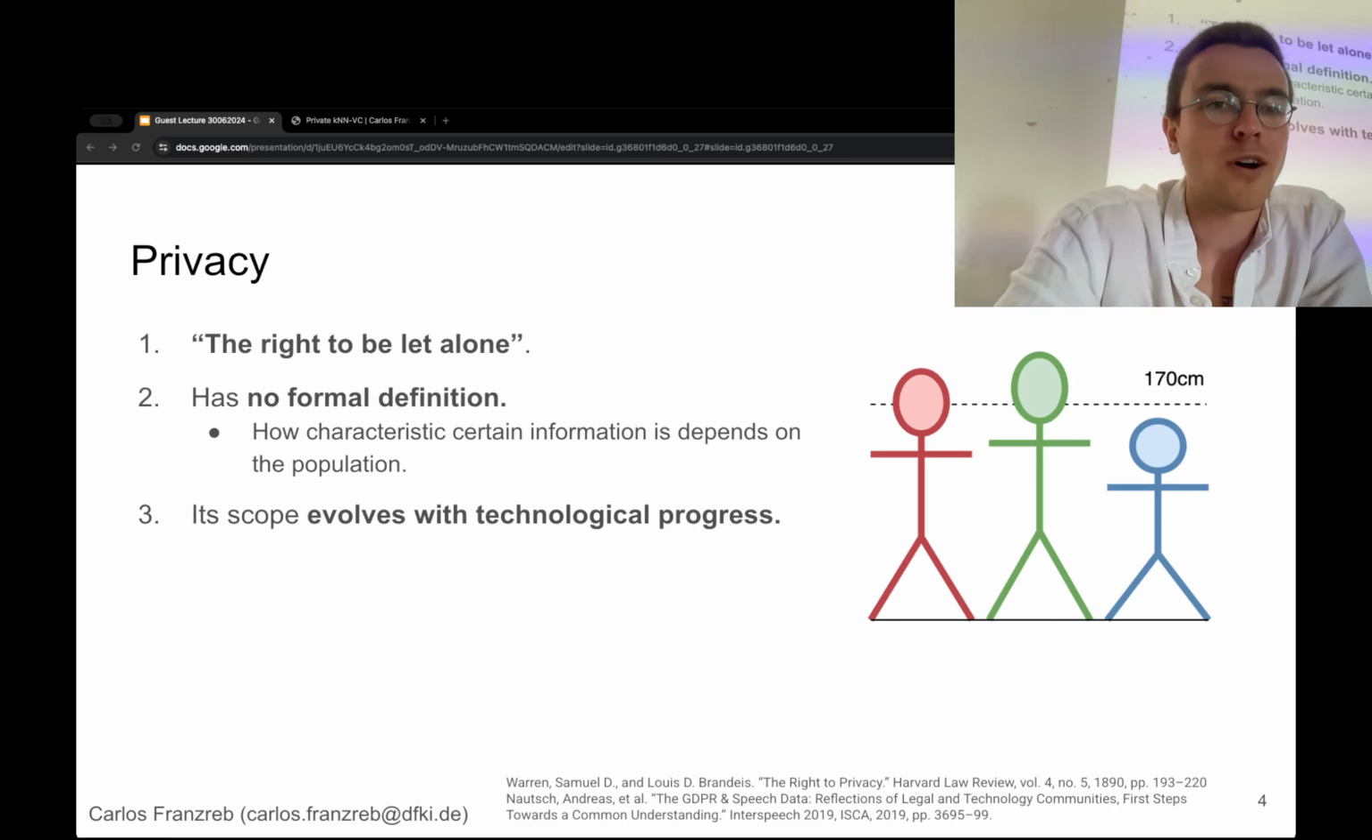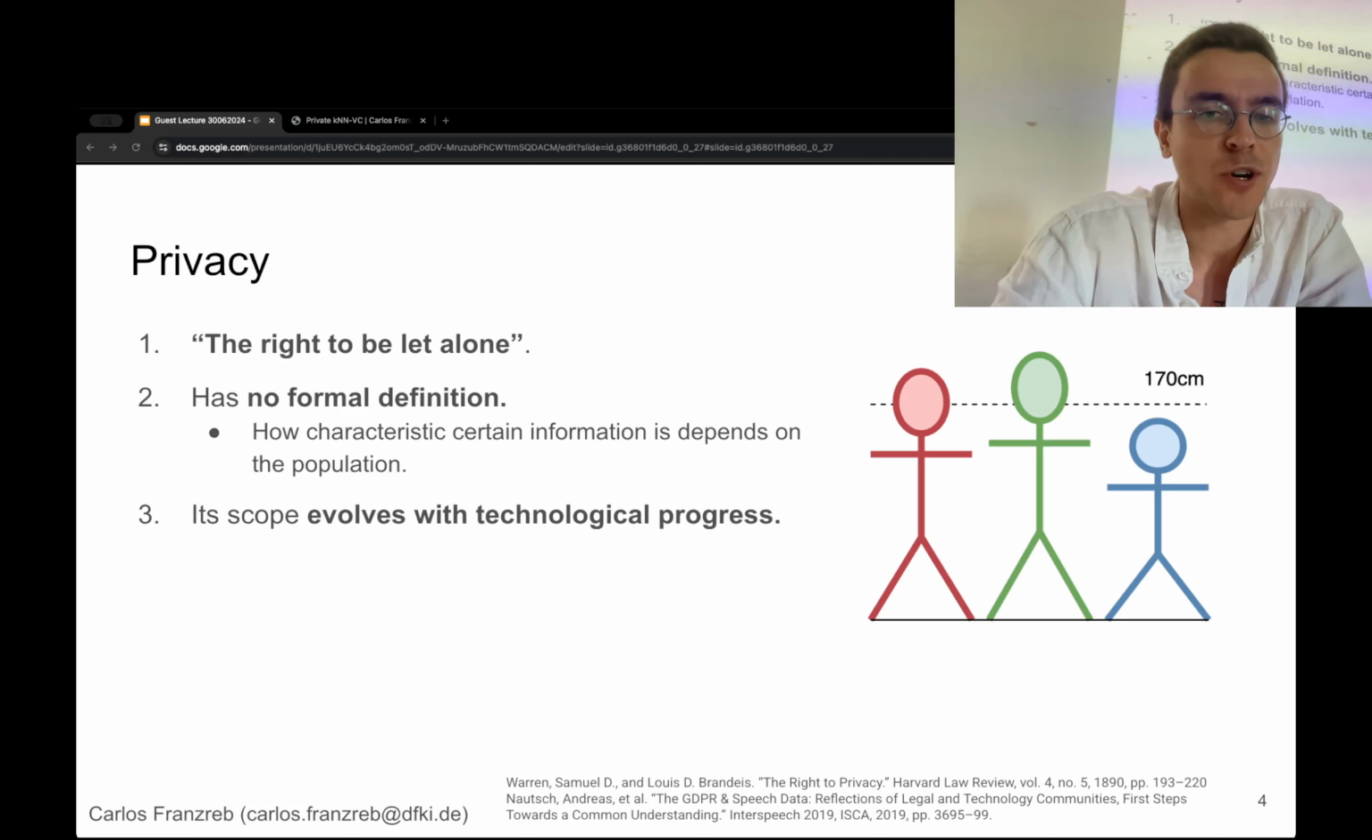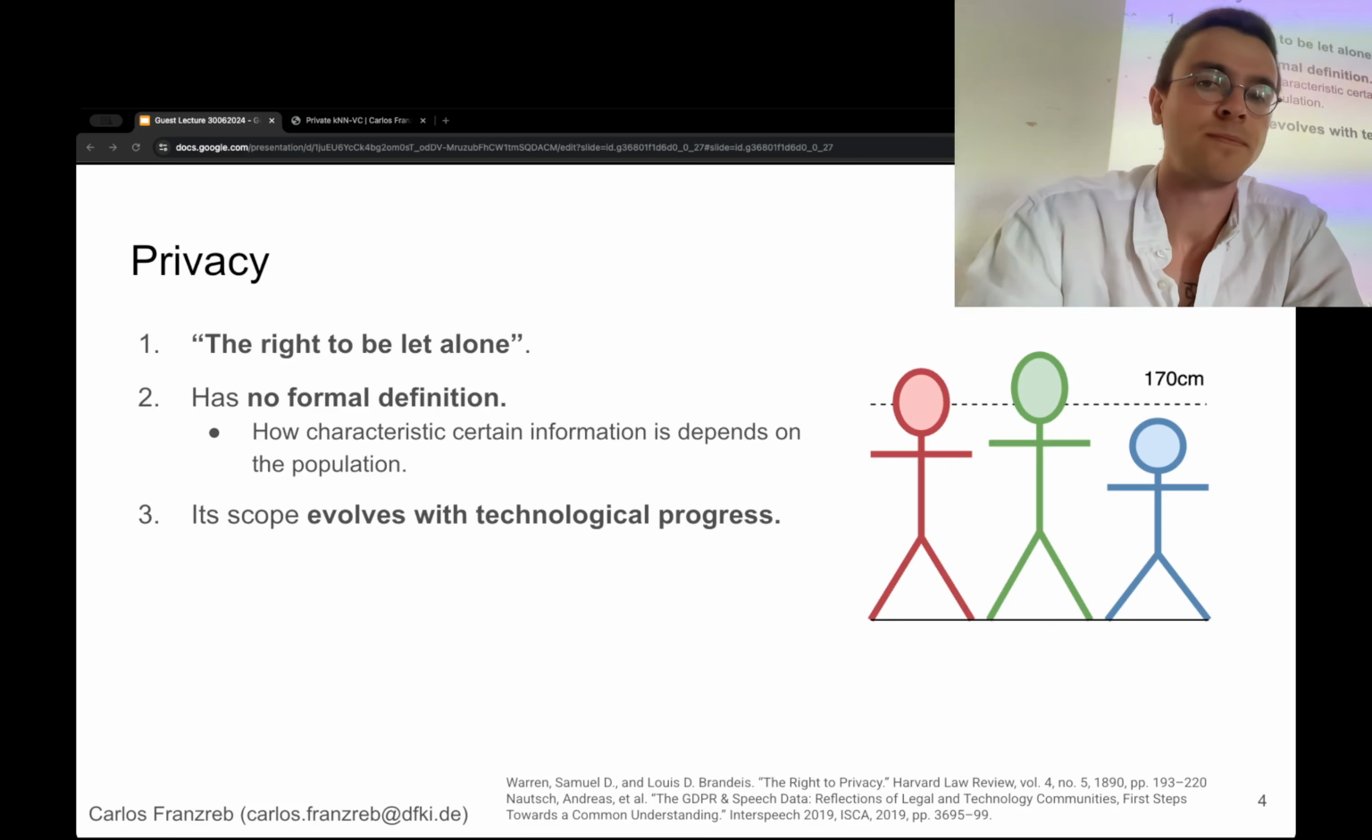So to start off, the definition of privacy is a bit vague. It's really hard to define. The first work on the topic of privacy comes from 1890 from 2 American researchers, where they said that privacy is the right to be let alone. And it is viewed as the foundation of individual freedom.